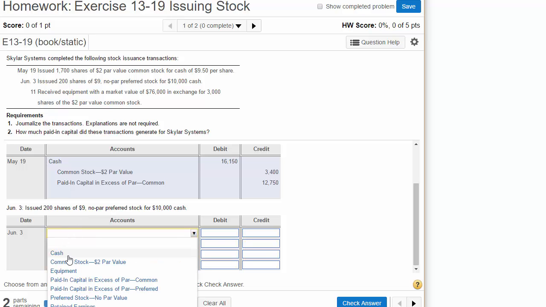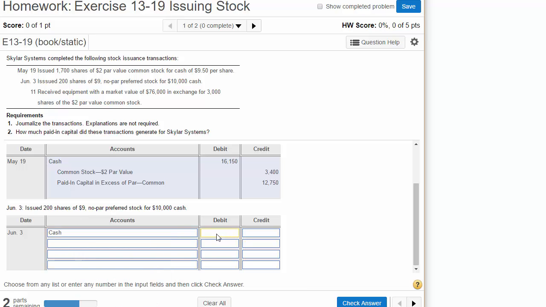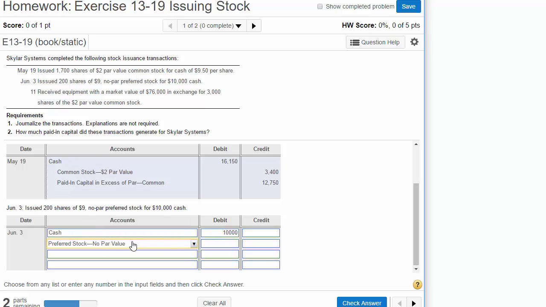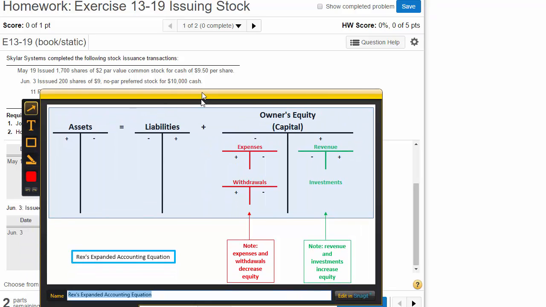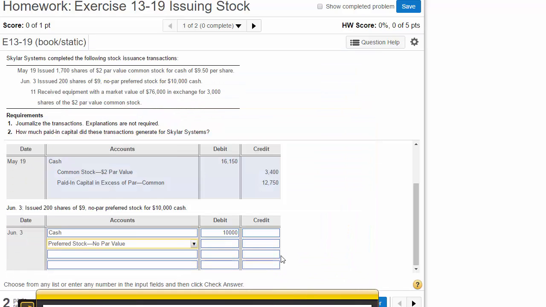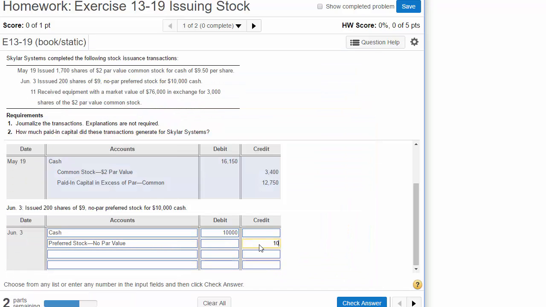So we know we're going to be getting some cash, $10,000, and the preferred stock account, which is also an equity account, is going to be going up, so that is a credit, $10,000, and there is no par in this case. There's no par value for this preferred stock, so we don't have to use the paid-in capital in excess of par.